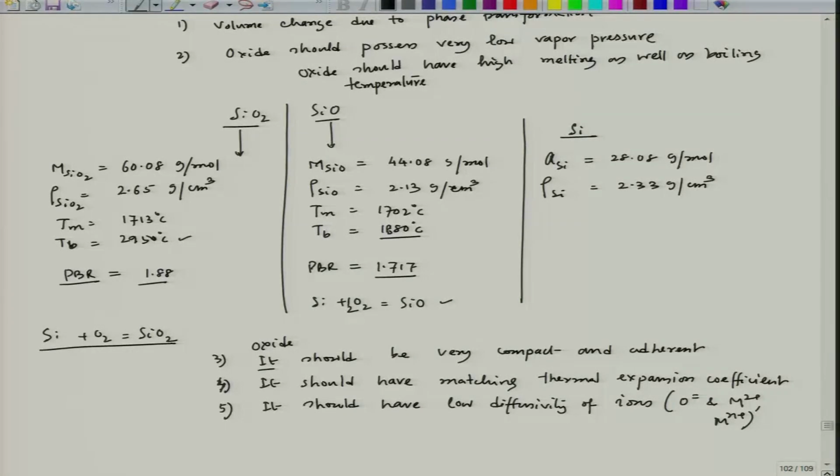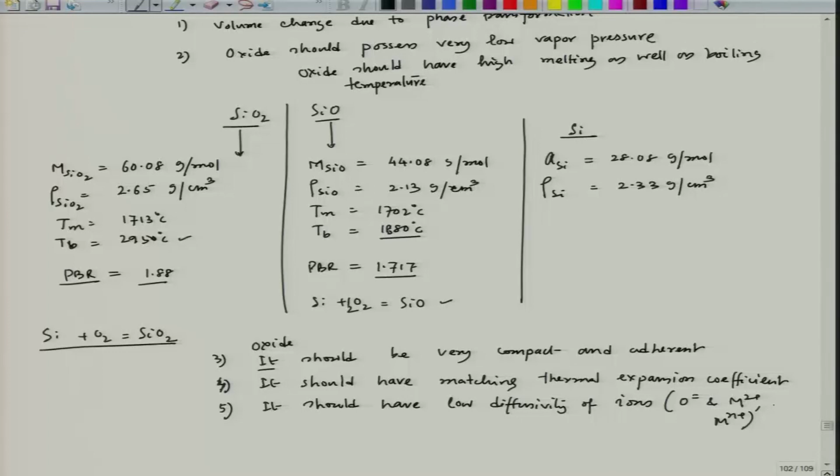So, these factors are not considered in the PBR ratio. The PBR ratio can give you an indication whether some oxide could be protective or not, but that will not be definite. In order to have a definite approach, one has to study the oxide layer and its other characteristics, like the defect concentration in the oxide, the melting point, boiling point, the thermal expansion coefficient, and whether it is adherent or not, whether it is compact or not. Those factors we have to study and understand one by one.